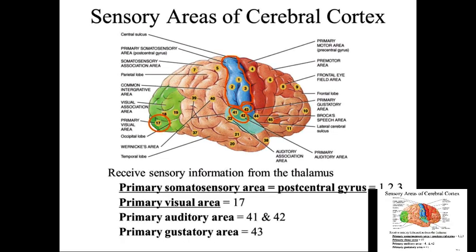These are important concepts here, these numbers. Each number is controlling a different function. The primary sensory area is number 1, 2, and 3, which is the post-central gyrus. Number 17 back here is the primary visual area in the occipital lobe. In the temporal lobe, 41 and 42 is the primary hearing area, auditory. And for taste, number 43, right in here.